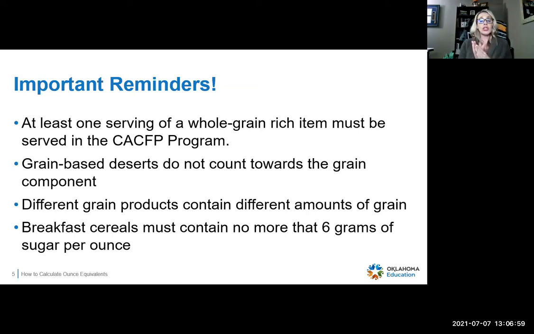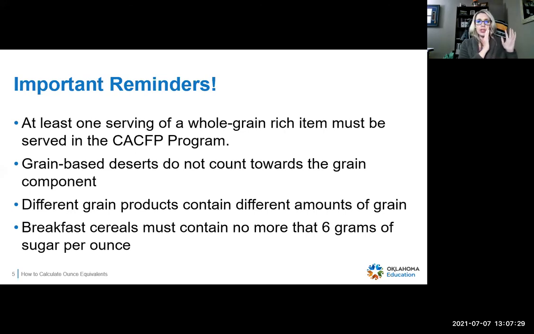I have some schools on here. If you're doing the school meal pattern, everything has to be whole grain rich. But on CACFP, only one item per day does have to be whole grain rich. For CACFP, grain-based desserts do not count towards the grain requirement. So you cannot serve a cookie, a brownie, a donut. That is not allowed on CACFP.